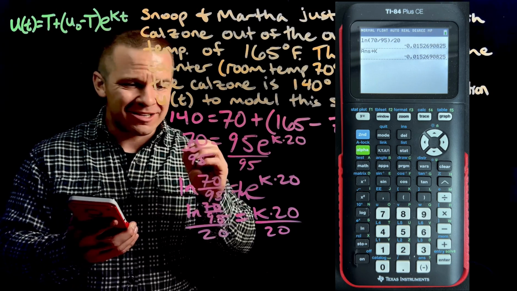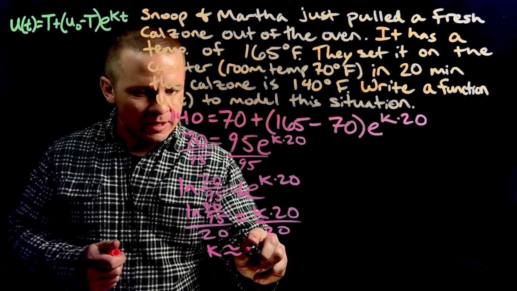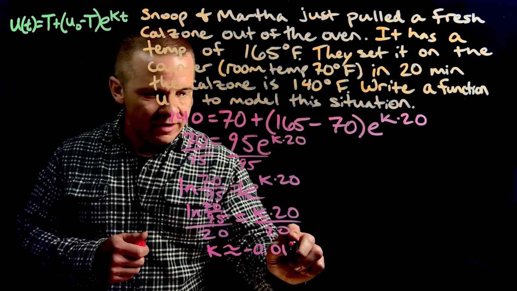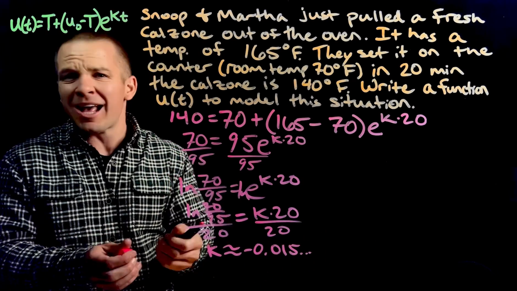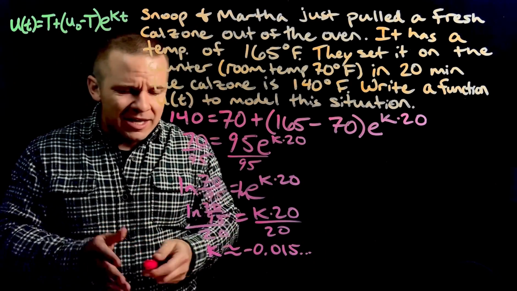Now let's write down just for reference here that k is approximately negative 0.015 and change. We got more numbers. Okay. Now what? Well, let's say this.